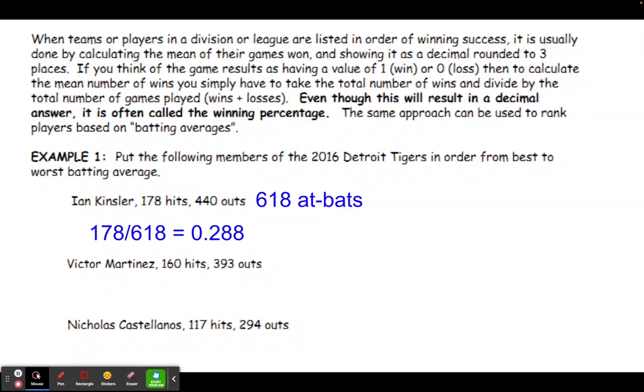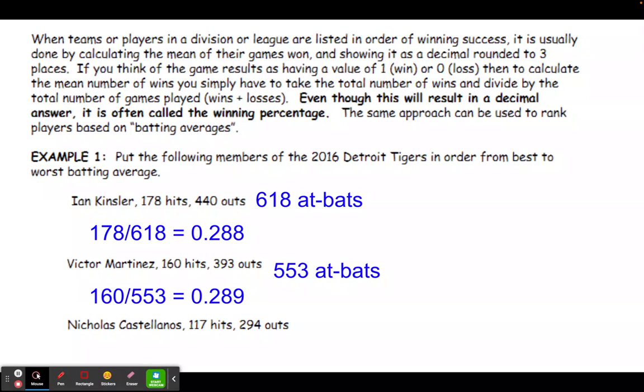Now, Victor Martinez had a total of 553 at-bats, 160 plus 393. His batting average, therefore, would be 160 out of the 553 at-bats, which rounded to three places is 0.289. Notice how close those are, by the way, and that's one of the reasons why with batting averages we want to go out to three places, because often they can be very similar if you only go out to two.